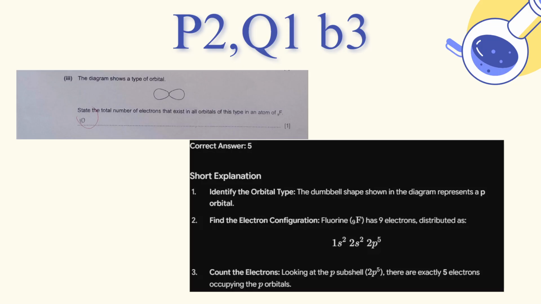We move to B3. Question 1b3. The correct answer is 5. With the explanation, first we identify the orbital type. The dumbbell shape shown in the diagram represents a p orbital. Find the electron configuration of fluorine. It has 9 electrons distributed as the picture shows. Count the electrons in the p subshell, 2p5. There are exactly 5 electrons occupying the p orbitals.